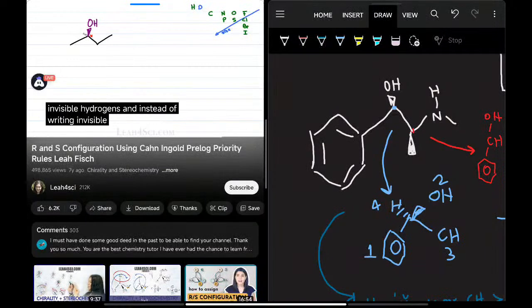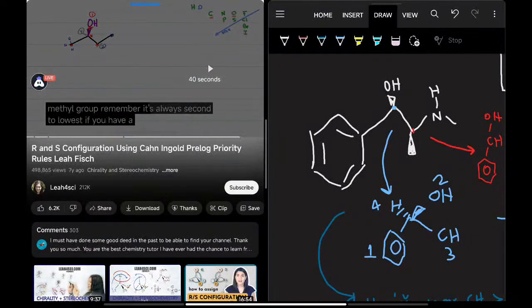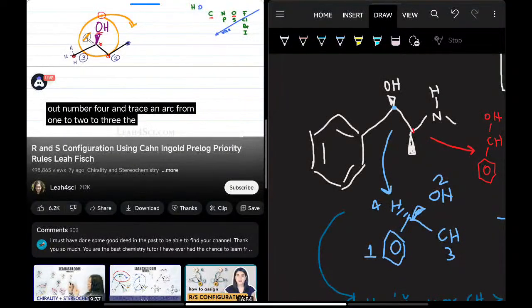And instead of writing invisible hydrogens, I'll put it as an invisible number 4 because we know it's there. It's the lowest priority. We're going to cross it out anyway. Just keep it in the background as a number 4. So let's rank. We have an oxygen, which we're comparing to carbon and carbon. Oxygen outranks carbon, making the arc from 1 to 2 to 3. The top of the arc goes to the right, giving me R.